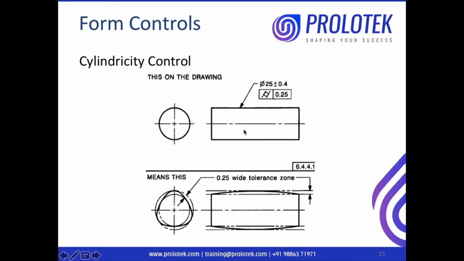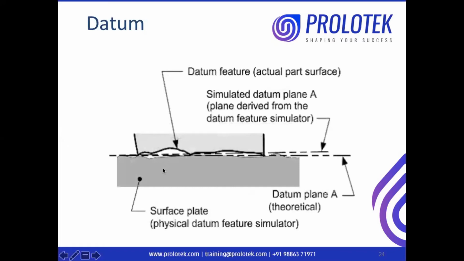Here, this is a three-dimensional entity. The tolerance zone will be two coaxial cylinders which are 0.25 mm apart, because it is the value that is given in the feature control frame. The actual surface must lie within these two coaxial cylinders. If this condition is satisfied, then we say that the cylindricity of the part is maintained. Now, the first four symbols we discussed are form controls, which come under individual features, which do not depend upon any of the neighboring surfaces.